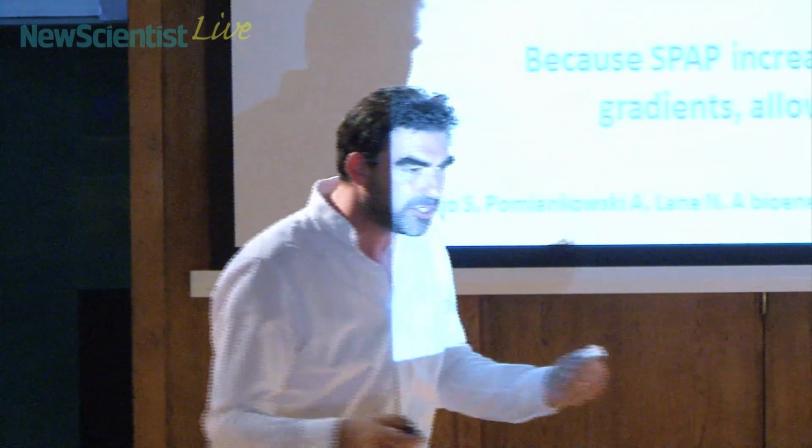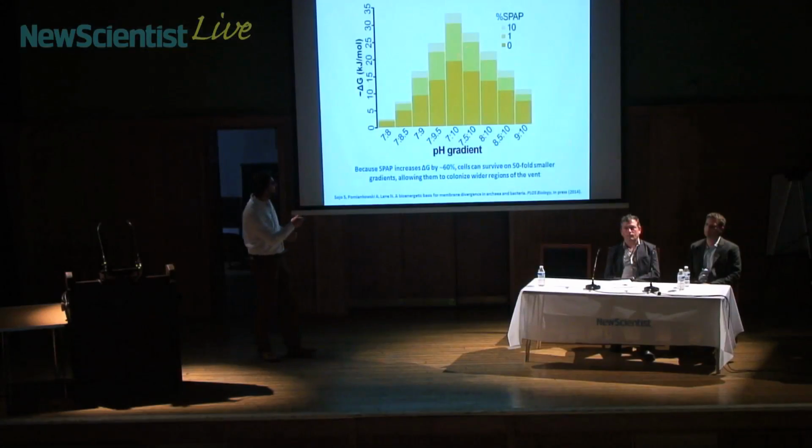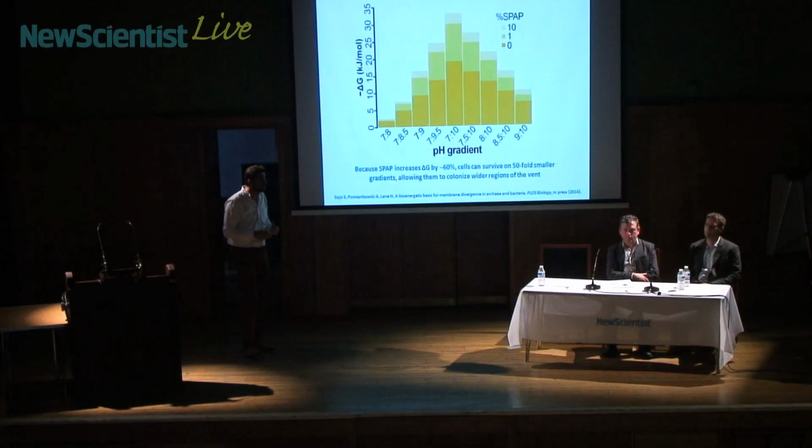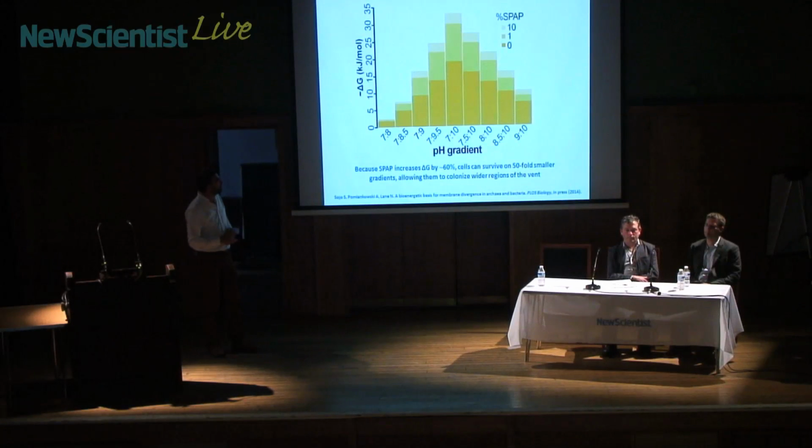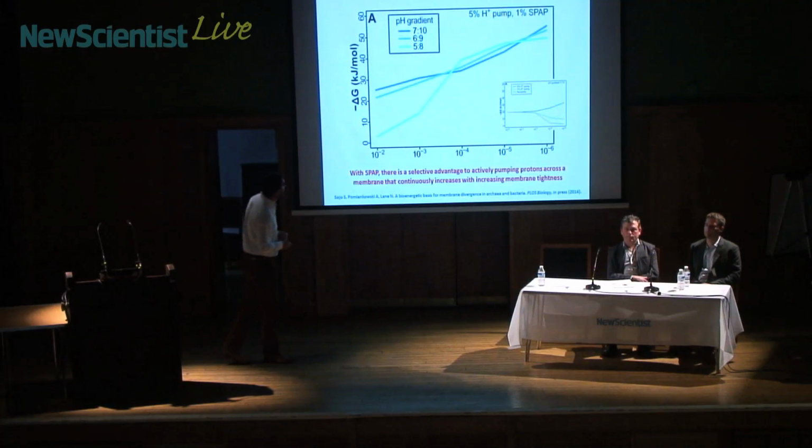You can survive in a much greater range of circumstances if you've got one of these antiporters, because it allows you to survive on a much lower natural power. And that is going to allow the beginnings of divergence between different populations. But the second thing that it does, which is key, is it means that there is a benefit to pumping.